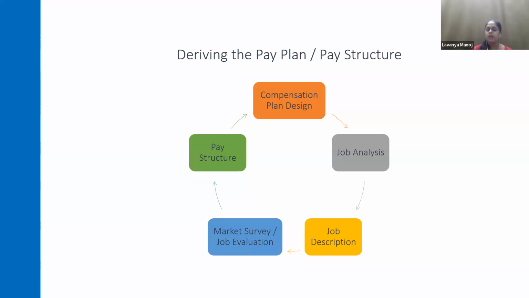So this is how the pay structure has to be derived. First is job analysis, job description, collecting the information from the market, that is from the industry, how much other companies are paying for the same job, and then deriving the pay structure, and then working on the compensation benefits for the employee.